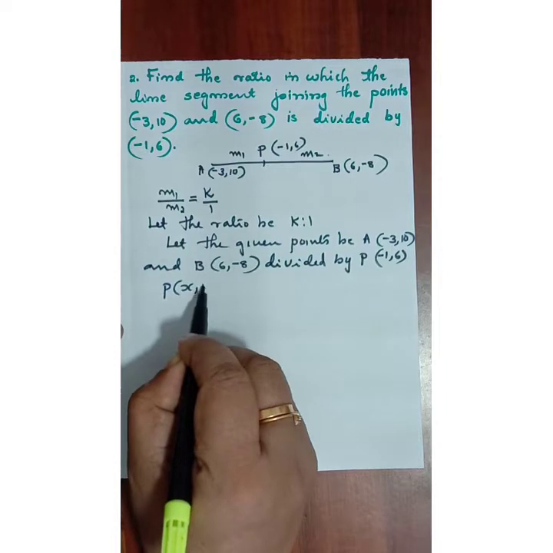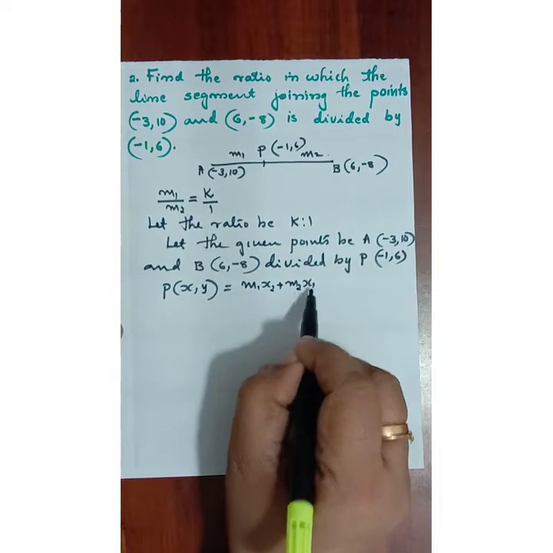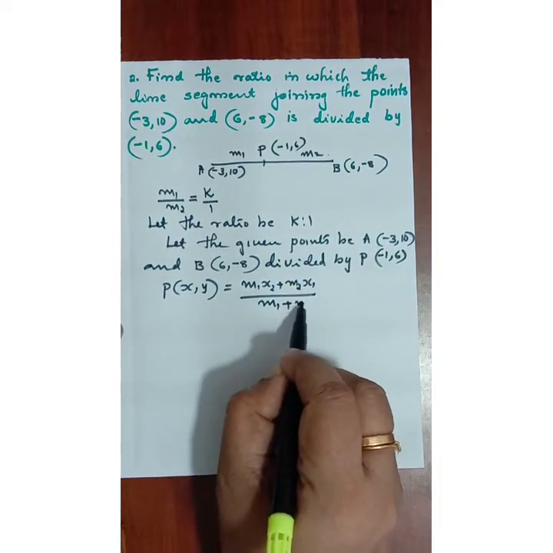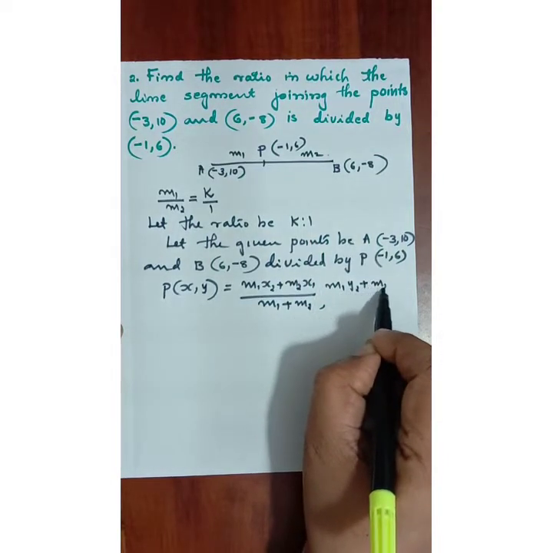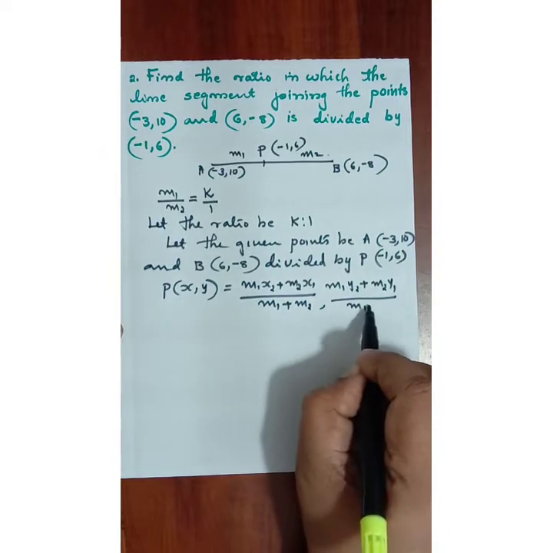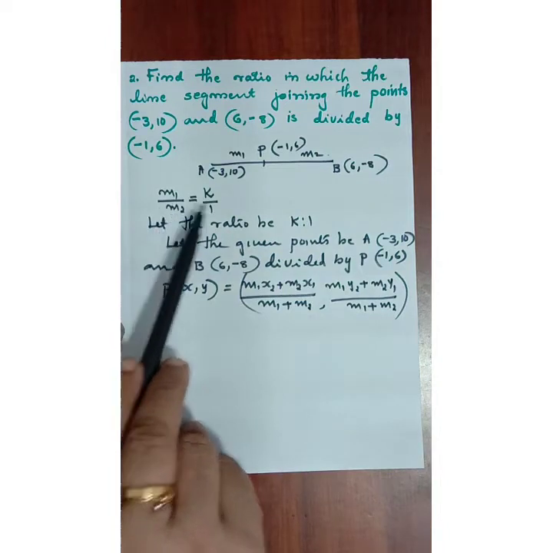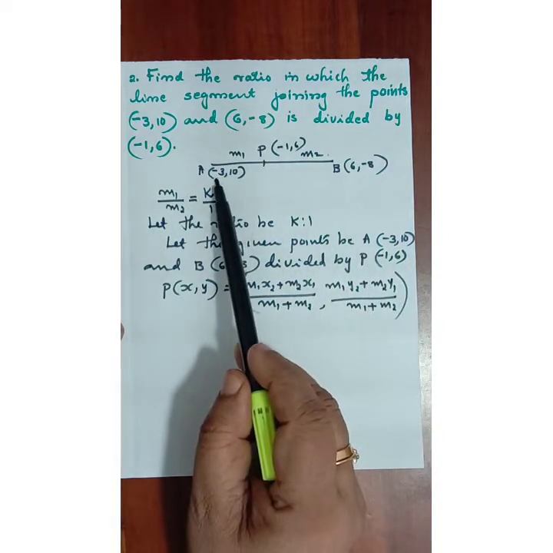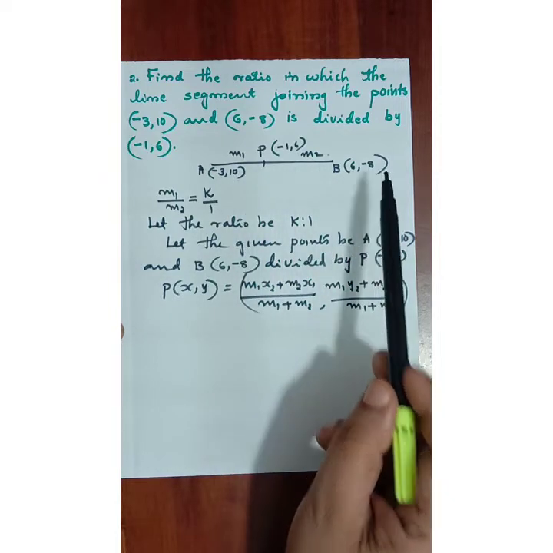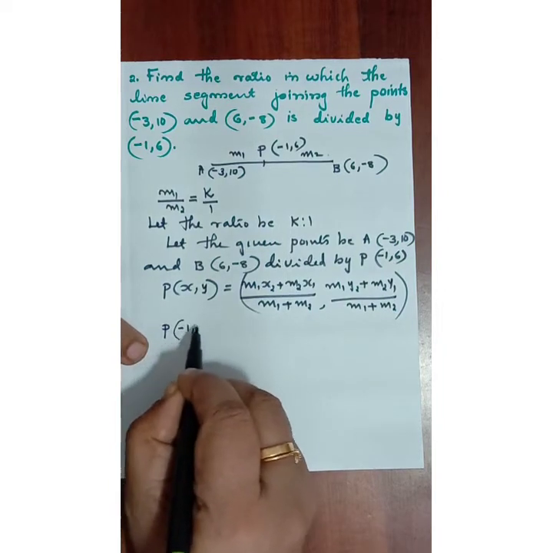P(x, y) is equal to (M1x2 plus M2x1) divided by (M1 plus M2), comma, (M1y2 plus M2y1) divided by (M1 plus M2). As I told you children, M1 is to M2 as K is to 1. So instead of M1 we will take K, instead of M2 we will take 1. Then x1 is negative 3, x1 y1, x2 y2. This is P(x, y), here P negative 1, 6.